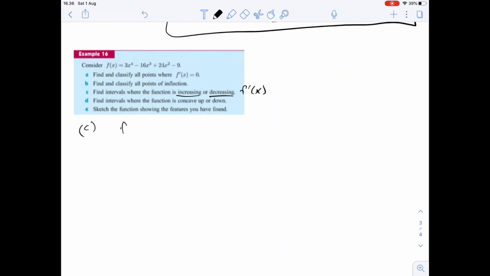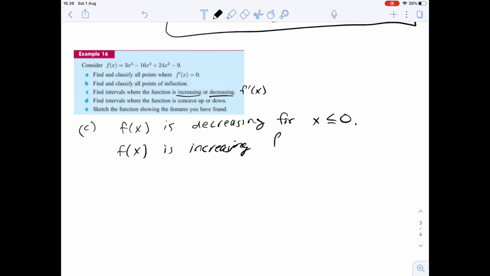So I can say that f of x is decreasing for x less than or equal to 0. And f of x is increasing for x greater than or equal to 0. Now, it's okay that we include 0 in both of these because we're more concerned about the interval.